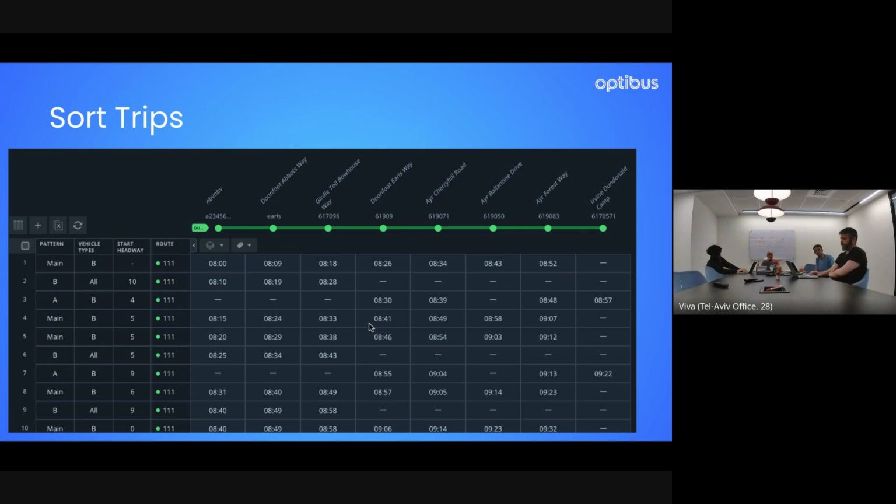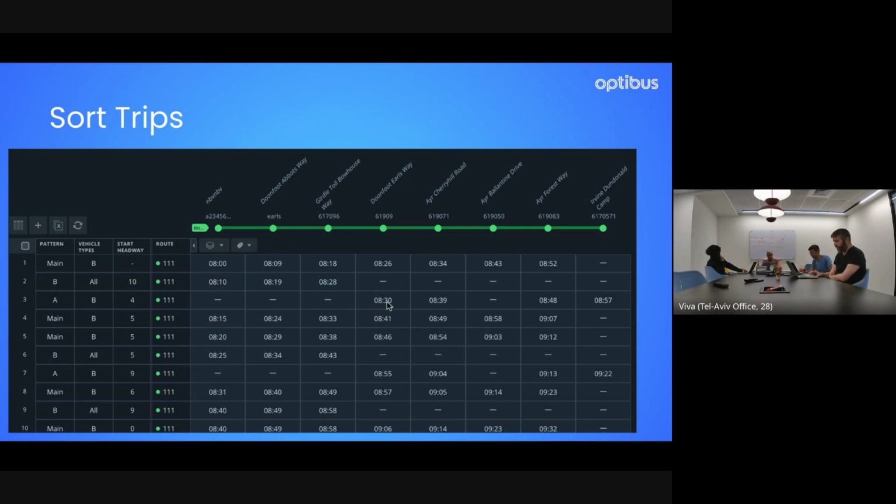We have one indication of the sort. We have something that's called headway. What is headway? Headway is at the departure stop of the trip. We can look at the previous trip at the same stop. So this trip starts from here. It is 10 minutes after this trip. So we have a headway of 10 minutes.